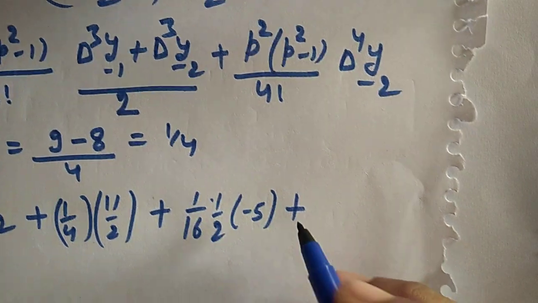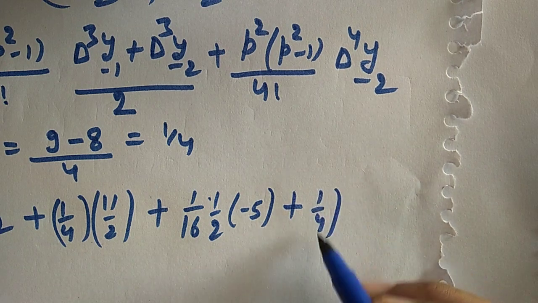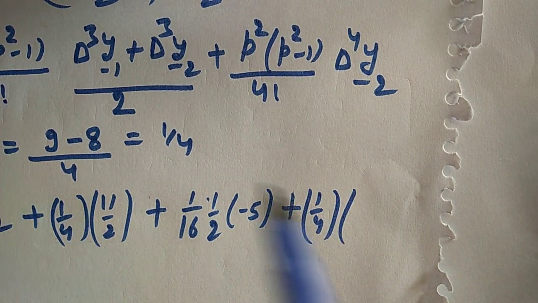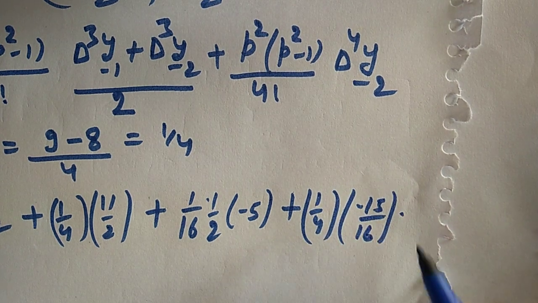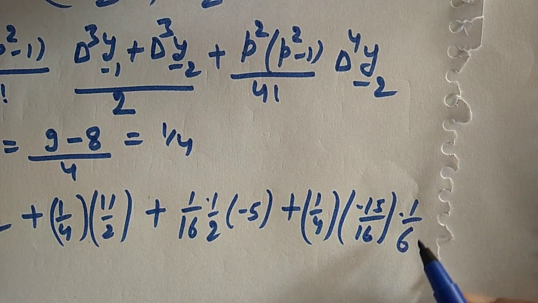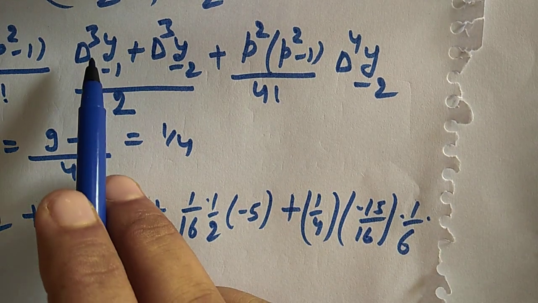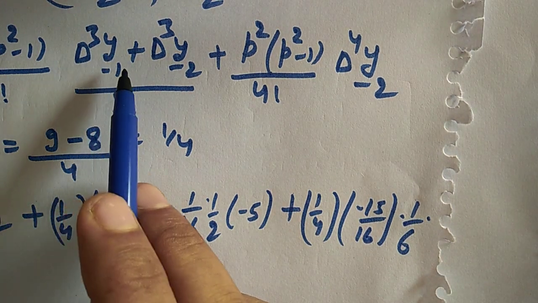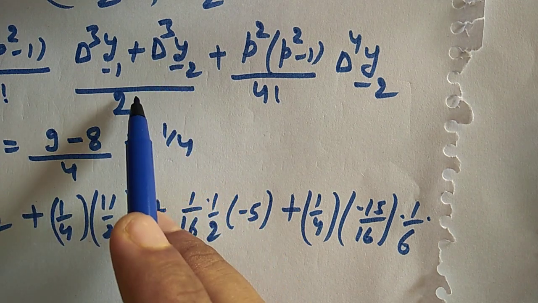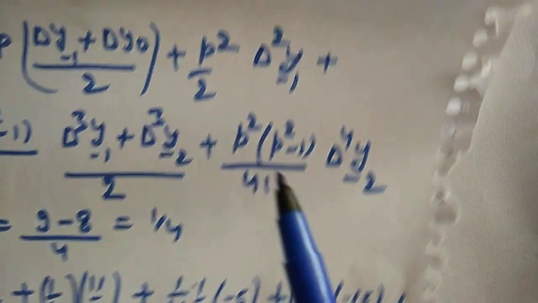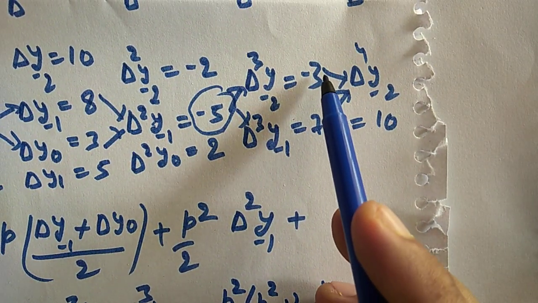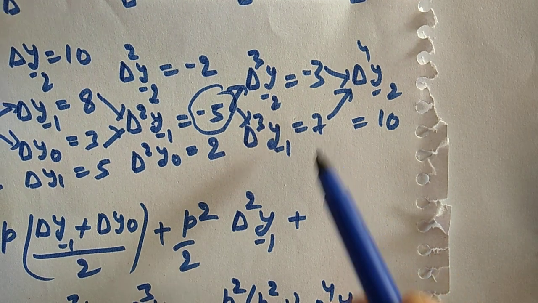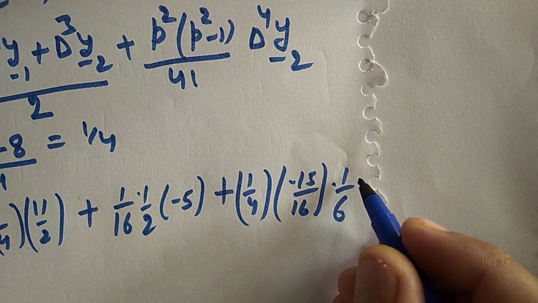Plus we have p, which is 1 by 4, and p square minus 1 which means minus 15 by 16, into factorial 3 which means 1 by 6, into the average of delta cube y minus 1 plus delta cube y minus 2, divided by 2. So the average of these two, what do we get, already we have here, 7 minus 3, 4 by 2, we get 2. So we can write here the last term is 2.